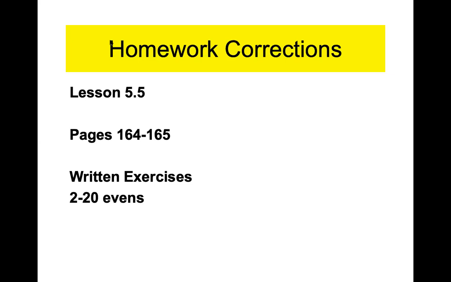Number 16 is 132. Number 18, period 1 had problems on that one. 225. We did it by prime factorization. And then number 20 is 9. Number what? 2. Number 2 was 9. Hey, number 2 and number 20, same answer.